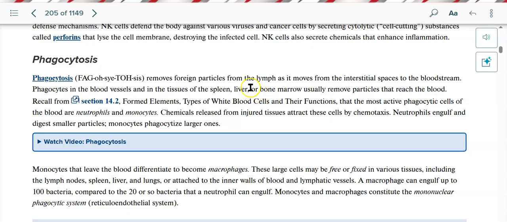Phagocytosis removes foreign particles from lymph as it moves from the interstitial spaces to the bloodstream. Phagocytes in blood vessels and tissues of the spleen, liver, and bone marrow usually remove particles that reach the blood. So chemicals released from injured tissues will attract these cells by chemotaxis. Neutrophils will engulf and digest smaller particles. Monocytes will phagocytize the larger ones.